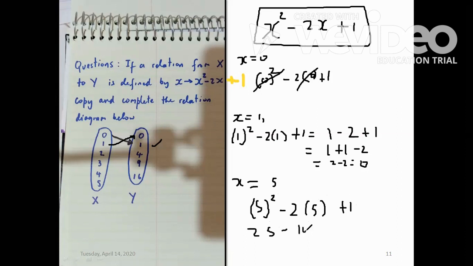2 fives is 10. We're at the 1. According to BODMAS, let us add first. So let's add the two positive numbers. So that's going to be 26. Subtract 10. That turns out to be 16. So when x is 5, y is 16, and just draw a diagram like that. Alright, so work out 2, 3, 4, and 5.